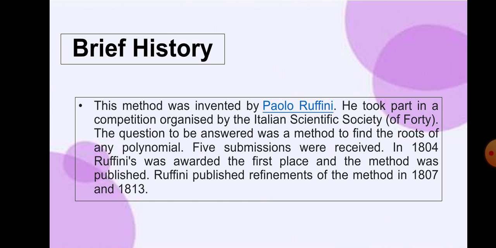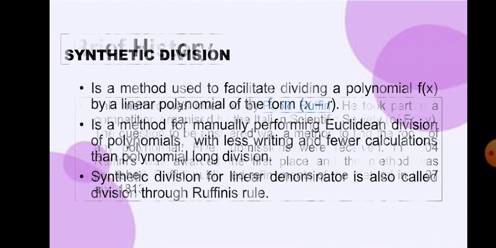He took part in a competition organized by the Italian Scientific Society. The question to be answered was a method to find the roots of any polynomial. Five submissions were received. In 1804, Ruffini was awarded first place and the method was published. Ruffini published refinements of the method in 1807 and 1813.